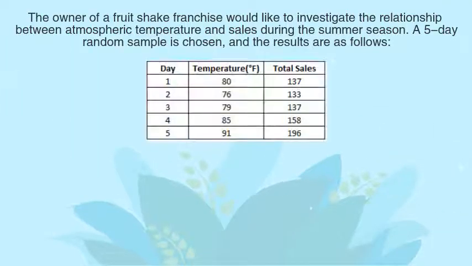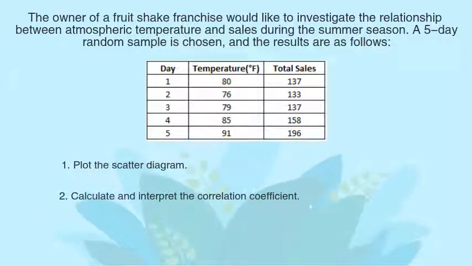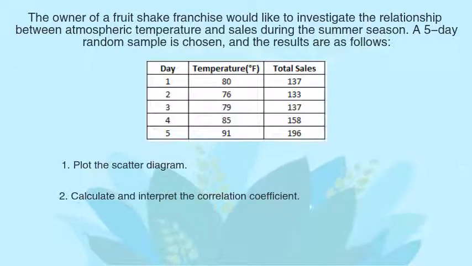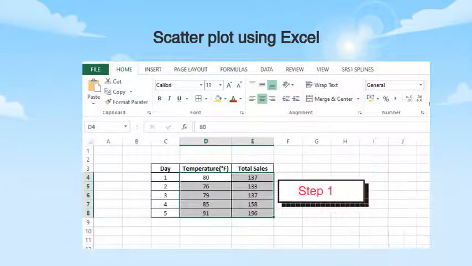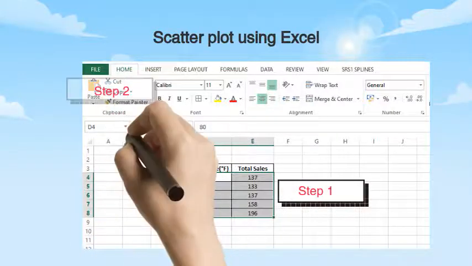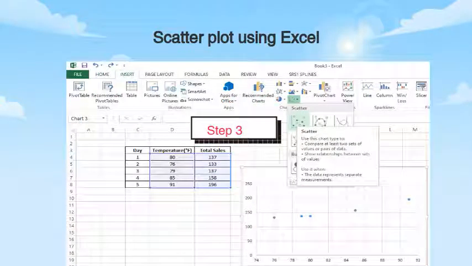Consider this example to apply the concepts presented. Here, I will show you how to use Excel to create a scatter plot of the data and calculate the correlation. Step 1. Select the two variables data. Here it is temperature and sales. We will select range D3:E8. Step 2. Click Insert. Step 3. Go to Charts. Scatter. Then select Scatter. And the chart is ready.